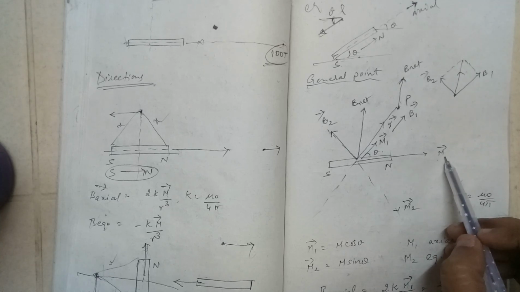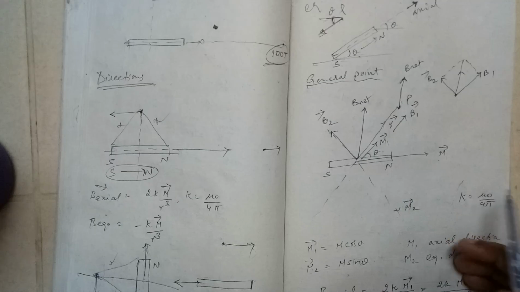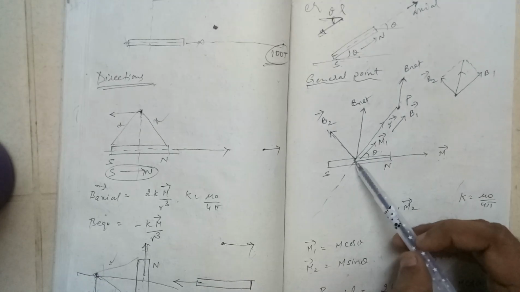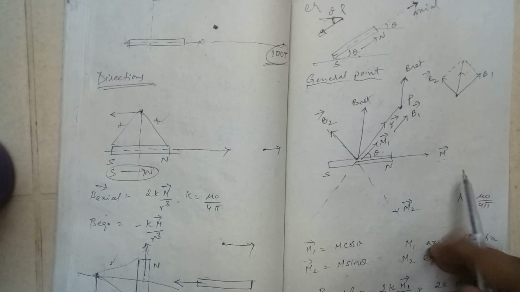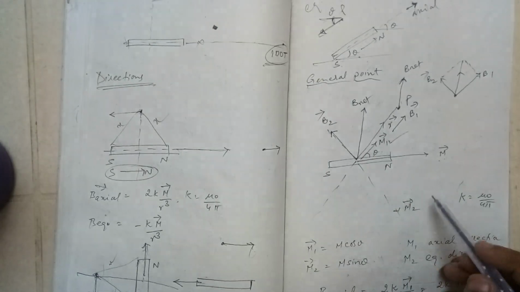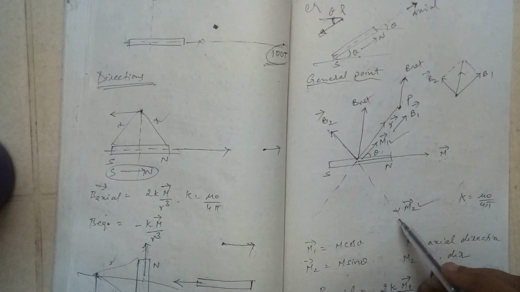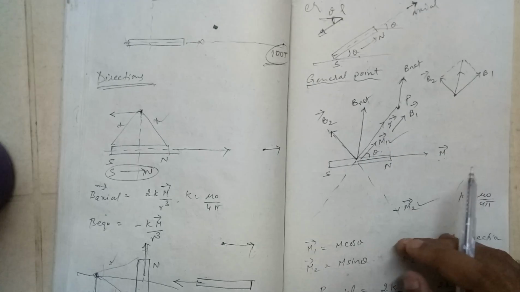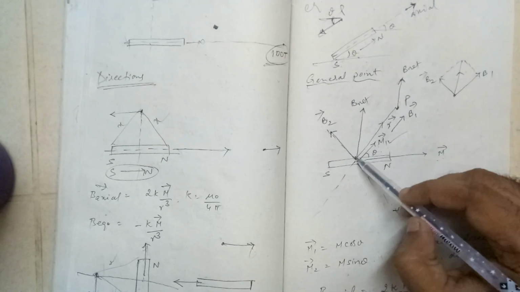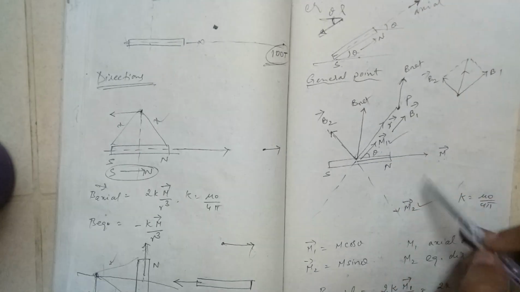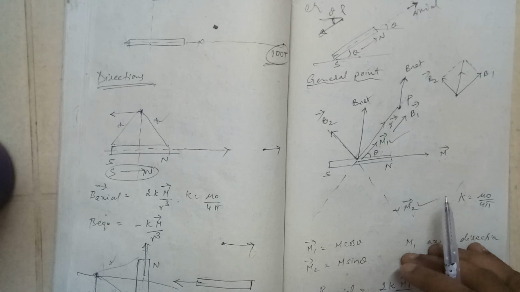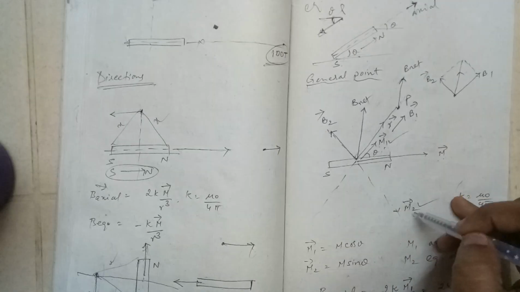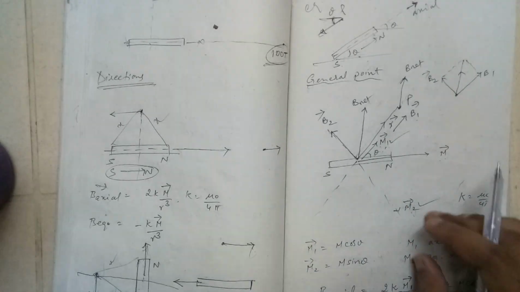So we will resolve this m vector. Let us say this is making angle theta with the horizontal. This m vector we will resolve along the r vector and perpendicular to the r vector. Along the r vector, let us call it m1, and perpendicular, let us call it m2. This m1 vector is pointing in the axial direction, and this m2 vector is in the equatorial direction. So b1 vector will be in the direction of m1 vector, and b2 vector will be opposite to the direction of m2 vector, as discussed in the previous video.